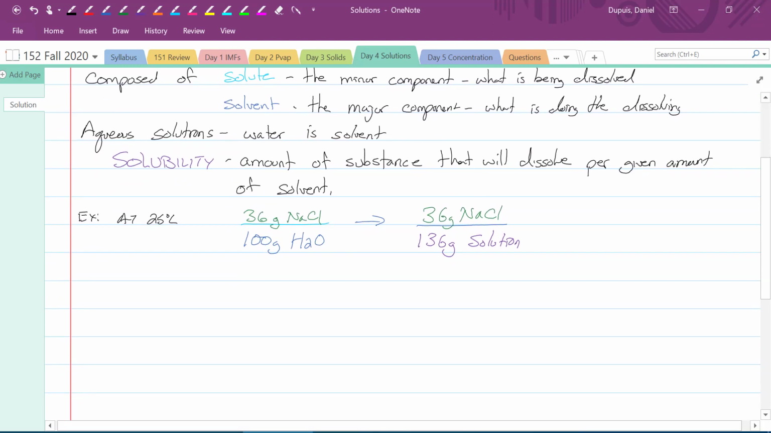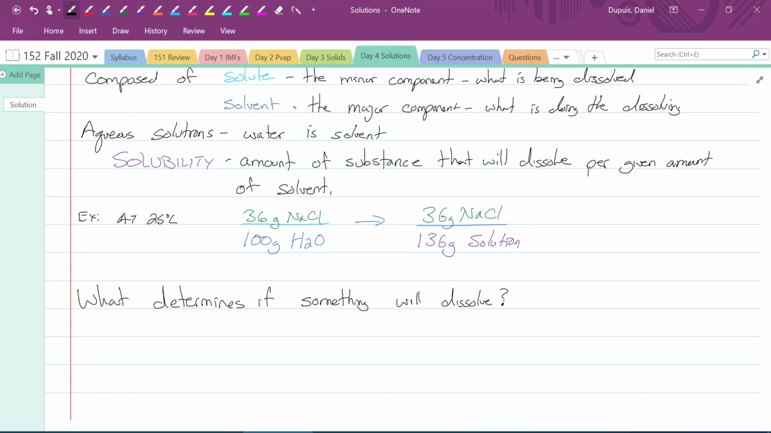All right, so now the question says, what determines if something, some species, whether it's NaCl, whether it's the pencil you're holding, whatever you're talking about, what determines if something will dissolve? Have you ever thought about that? We know table sugar dissolves. And we know it's based on temperature too. We kind of knew this before we even did this.